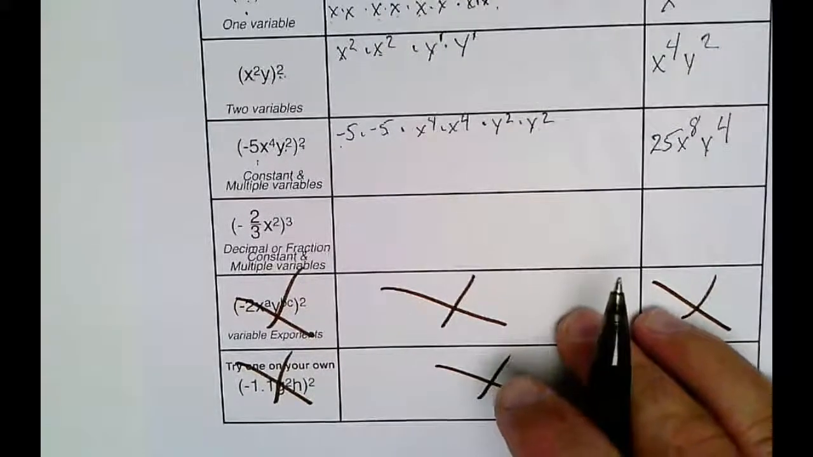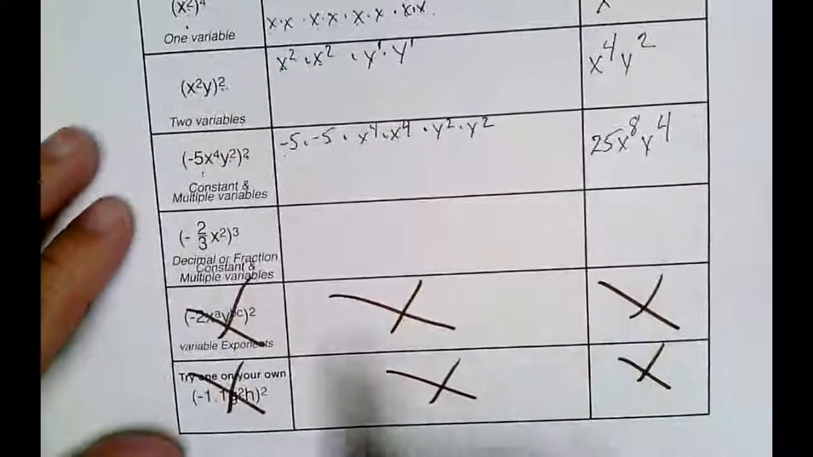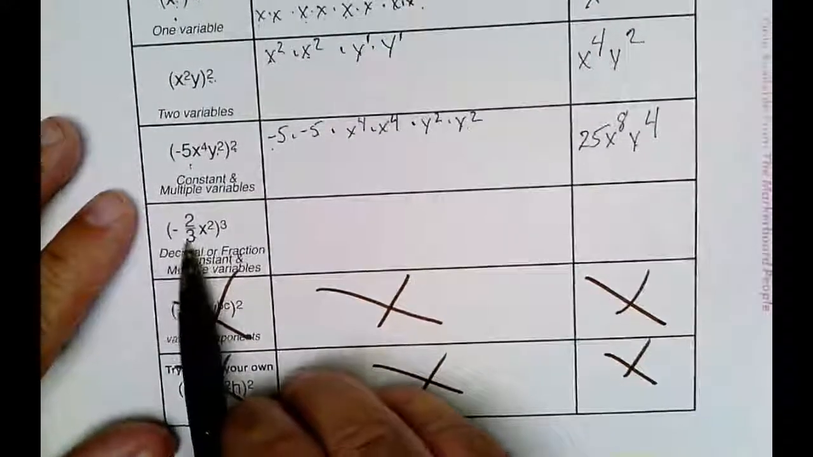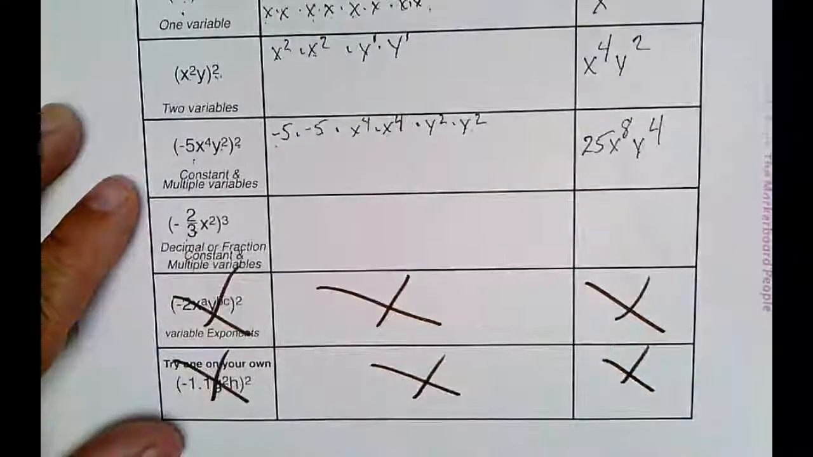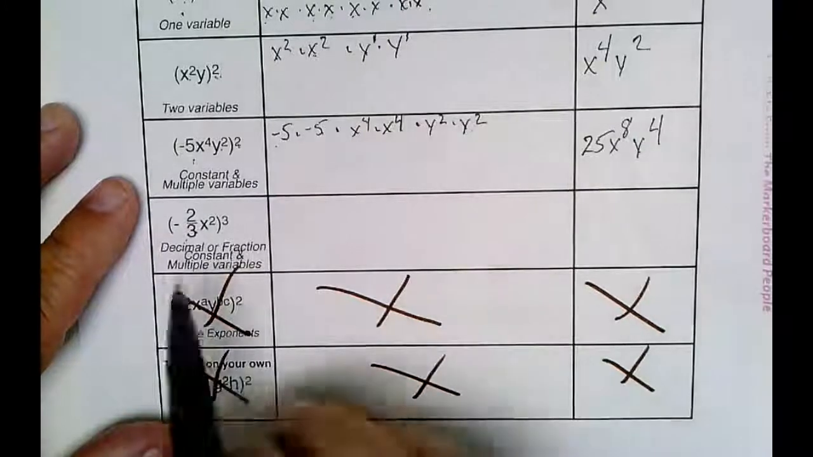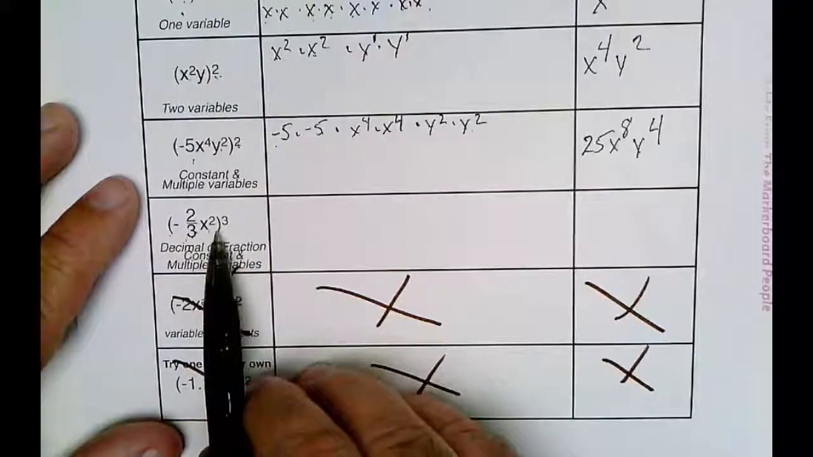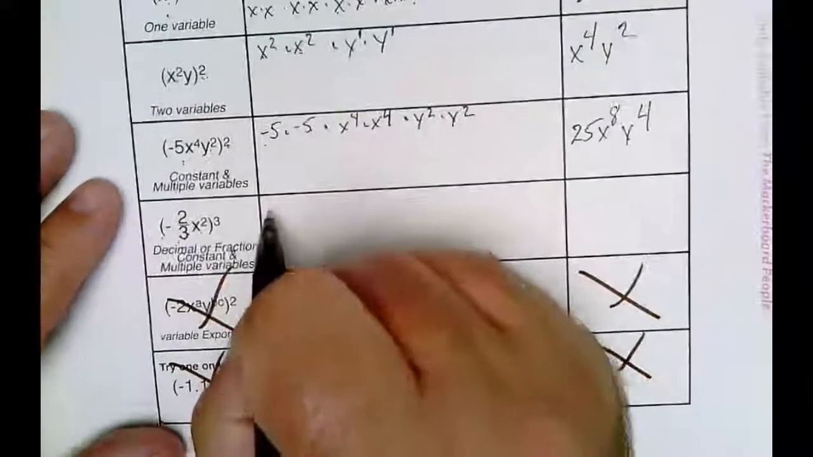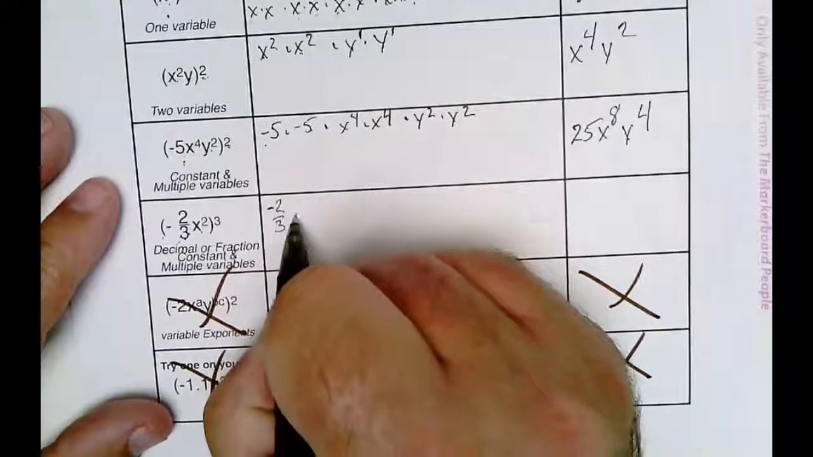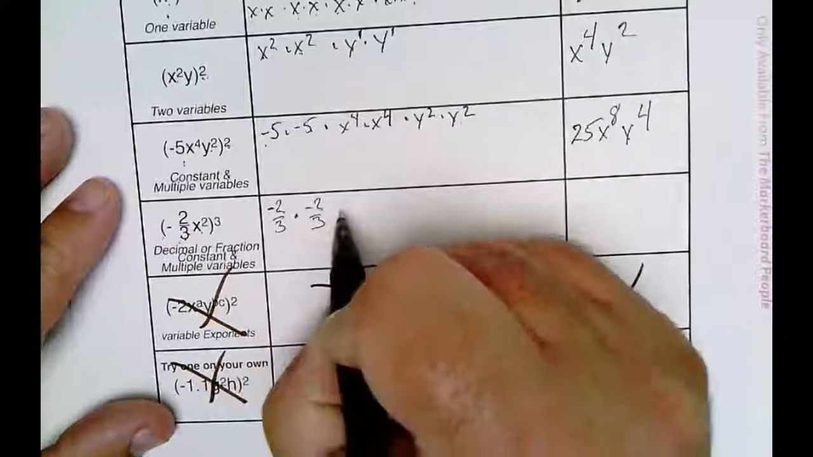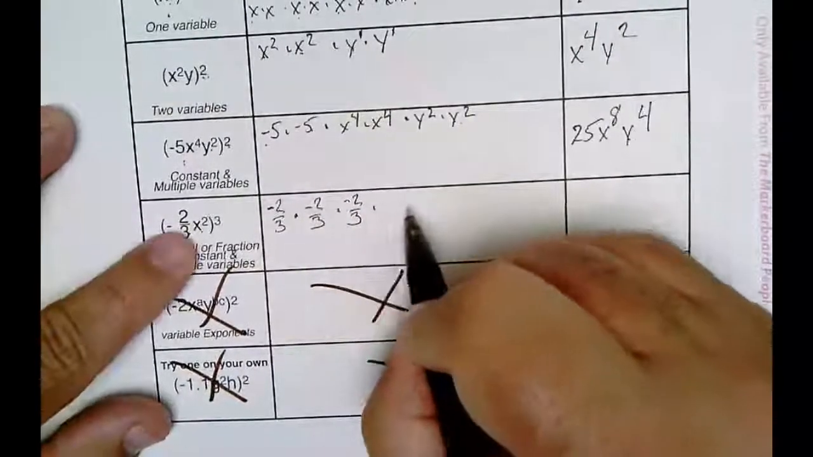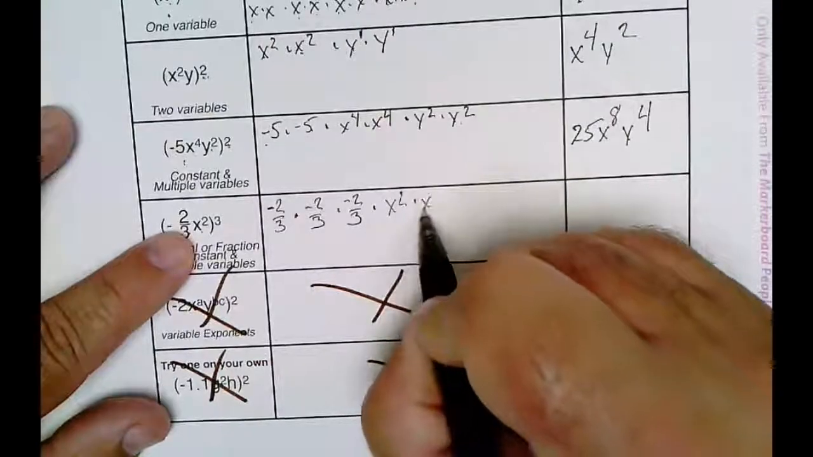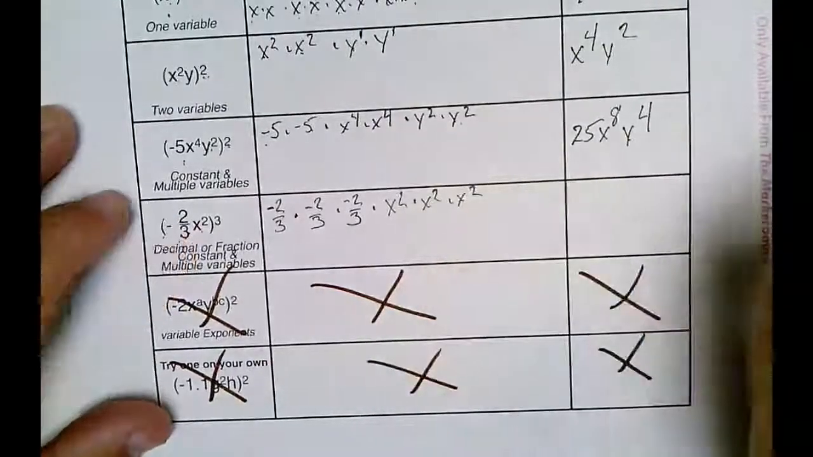Okay, fairly simple. Now I'm going to do the last one here that we're going to do together in this video. All right, it's going to deal with a fraction. Nothing changes. The processes are exactly the same. This is negative 2/3 x squared to the 3rd power. So this is negative 2/3 times negative 2/3 times negative 2/3 times x squared times x squared times x squared.